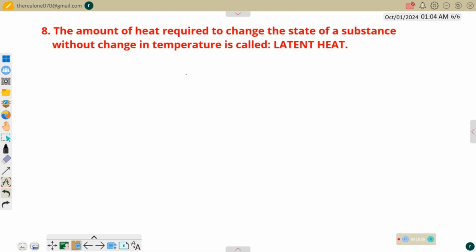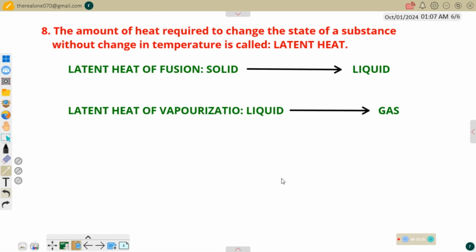So in this case, latent heat can be classified into two. We have latent heat of fusion and latent heat of vaporization. Latent heat of fusion occurs when solid is changing to liquid, while latent heat of vaporization occurs when liquid is turning to gas. So those are just two. We have latent heat of fusion and latent heat of vaporization.